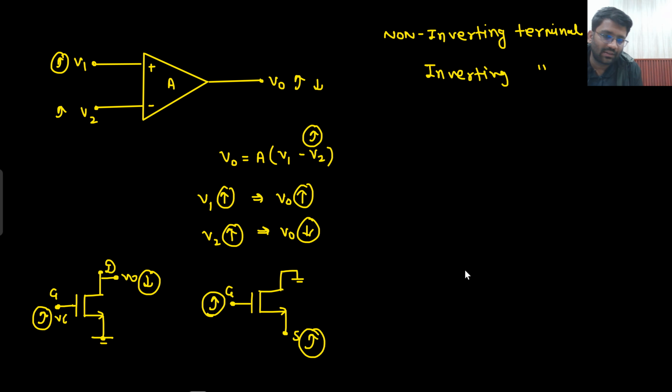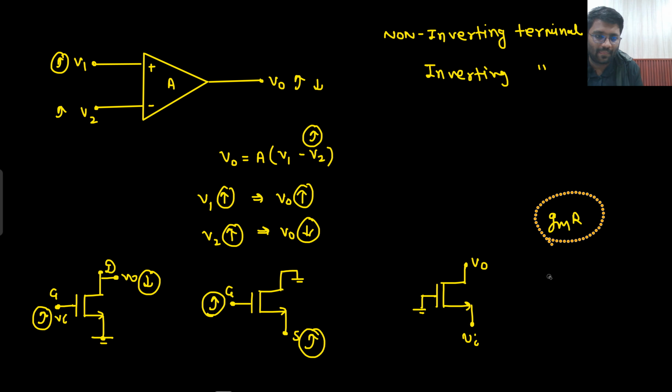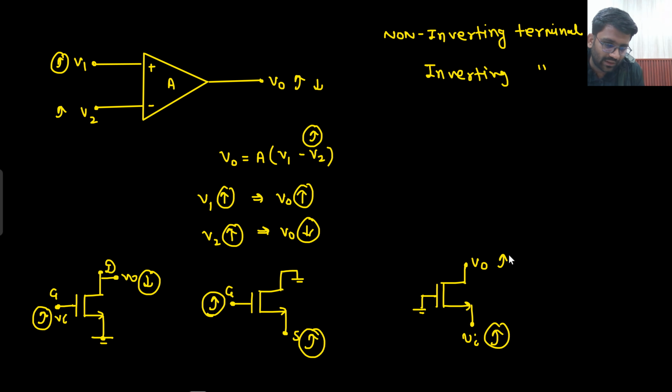Let's see the last one where your gate is grounded now. Now I apply the potential here and I talk about here. So here also I know that the gain would come out to be, let's say here RD is connected, gm RD. Again there is no negative sign. What does that mean? That means if I increase this particular potential, then this potential will increase. So these three diagrams should be absolutely clear to you.